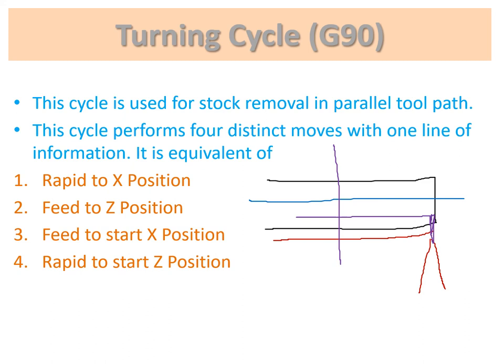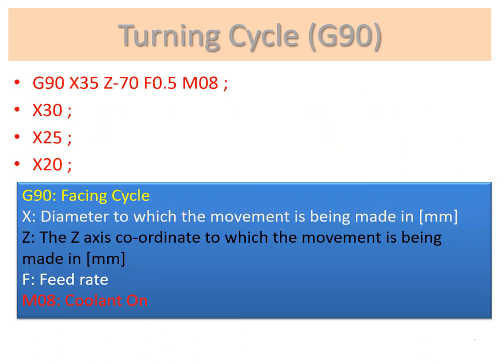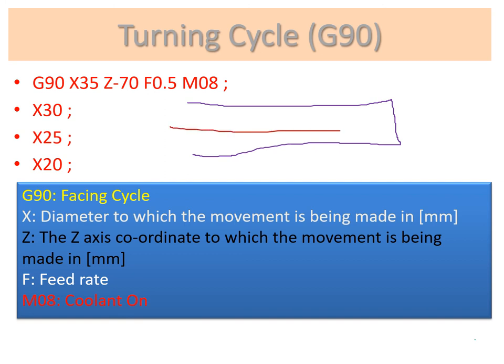Here is the cycle and the four distinct moves with one line of information. These are the four distinct moves which are explained in the next slide too. Now these are the four commands, 1, 2, 3, 4, which I am going to explain. Let me again draw the workpiece. Let's suppose this is our workpiece. This one is our Z axis. This one is our X axis. And let's say this is our tool.